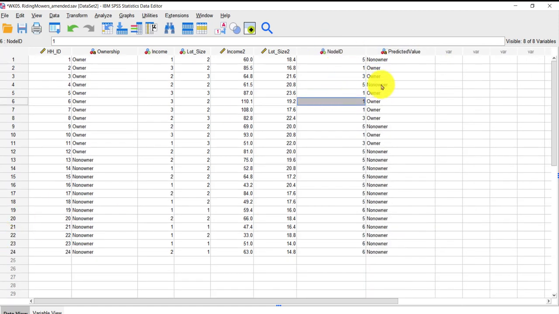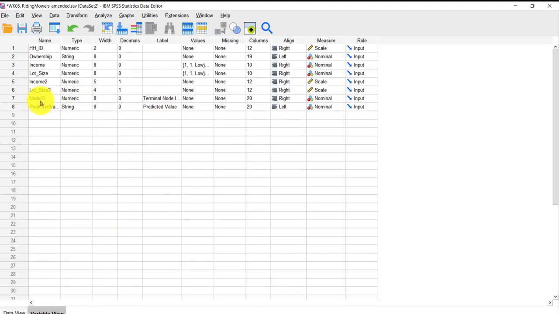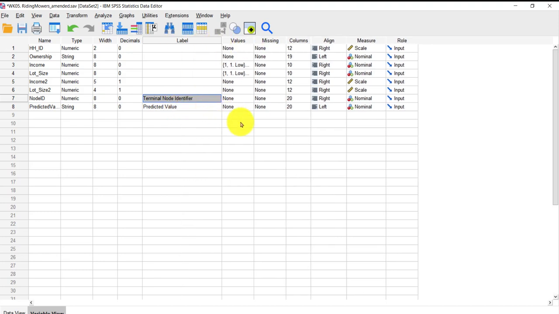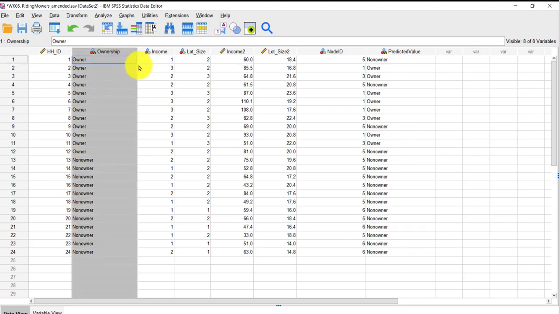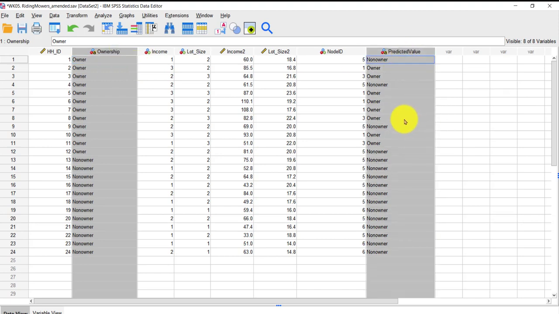Again, to understand the meanings of the variables, if you click on variable view, here node ID is the predicted terminal node based on the characteristics, income and lot size groups, and predicted value means predicted y value. That means whether they are going to own or not. So unlike the previous simple data set, you can see that the actual values of the ownership and predicted values of the ownership are different.